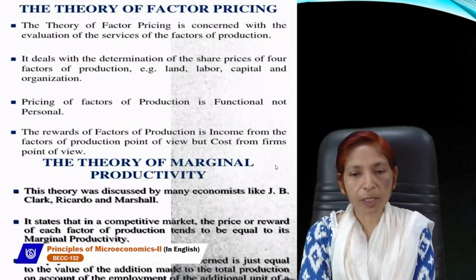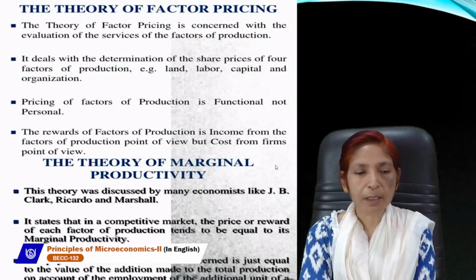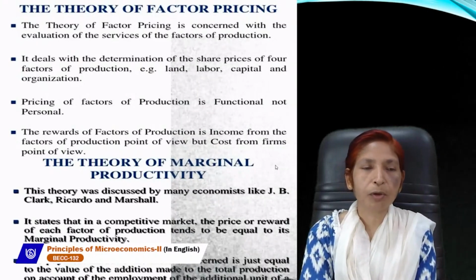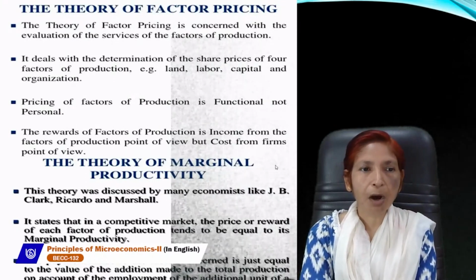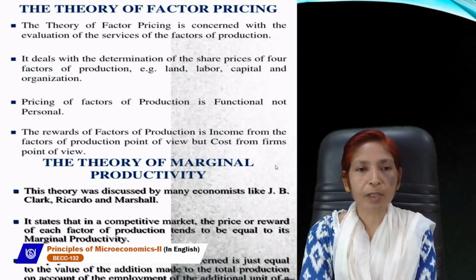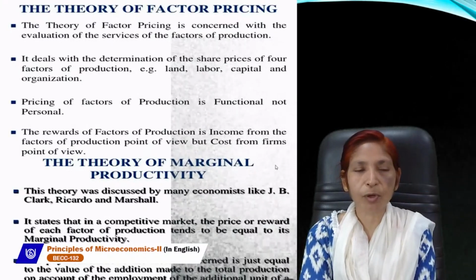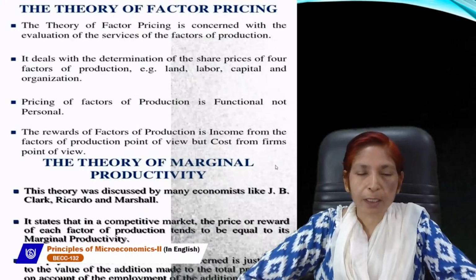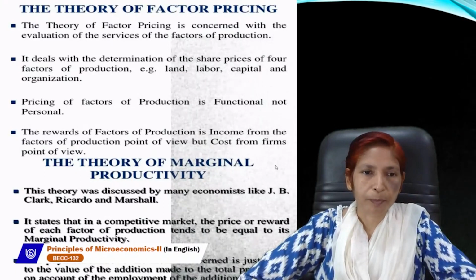So, all these economists like J.B. Clark, Ricardo, and Marshall presented or discussed the theory of marginal productivity. Factor pricing theory tells us how factor price is determined, and it deals with the determination of the share price of four factors of production. For example, the four factors of production are land, labor, capital, and entrepreneurship.